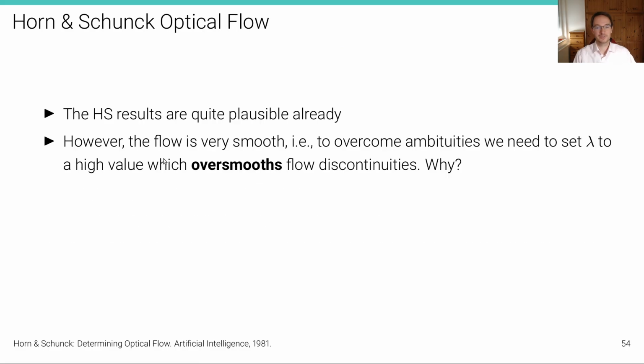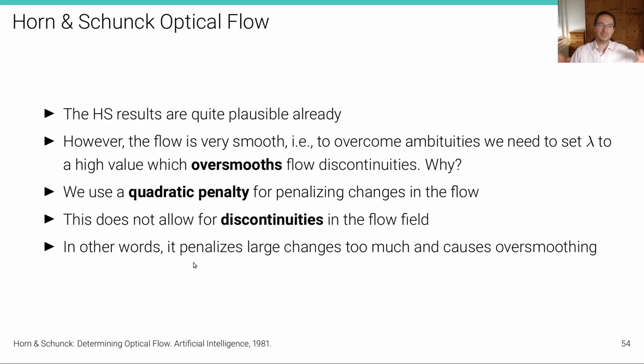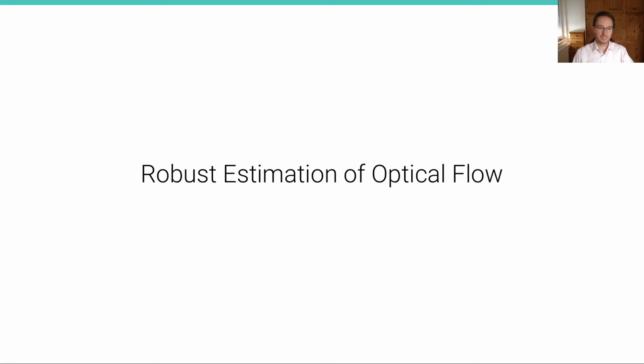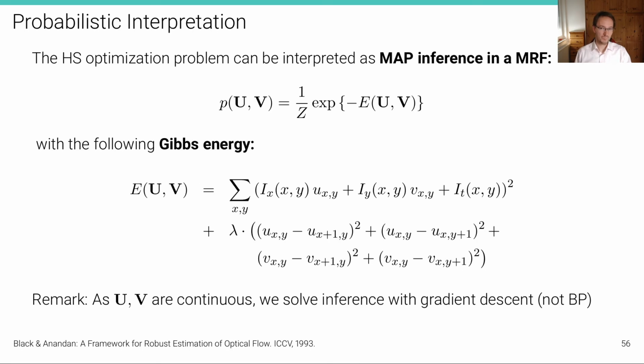Right? So we should use something different than the L2 regularizer. And that's also related to the problems we have seen in the context of Markov random fields. In other words, these quadratic penalties penalize large changes too much and they cause over-smoothing. And therefore, there has been a whole line of research that tried to formulate optical flow more robustly by using better penalties. Penalties that are more aligned with the statistics of the real world, like in stereo, where we try to come close to the statistics of the real world.